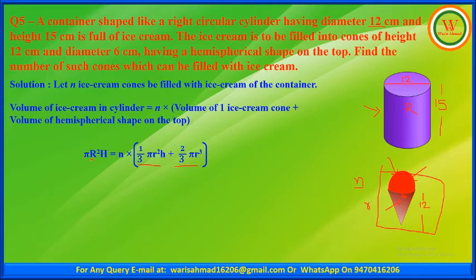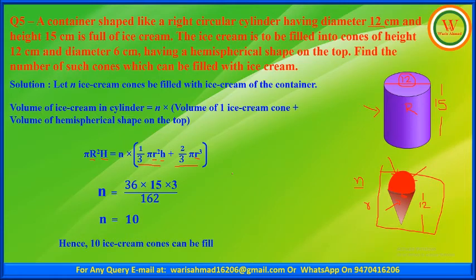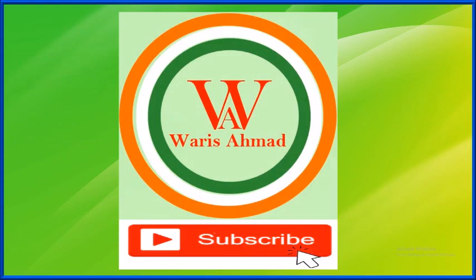After that we can put the value of radius, that will be equals to 6 centimeter because the diameter is given 12 centimeter. Hence the radius will be equals to 6 centimeter and the height is given 15 centimeter, and here the radius we can write 3 centimeter, height of the cone we can write 12 centimeter, and the radius of hemisphere we can write 3 centimeter. After solving this one, we will have n equals to 36 into 15 into 3 upon 162, and finally we will have n equals to 10. Hence 10 ice cream cones can be filled with the ice cream in the container. So this is the final solution. Thank you for watching this video.